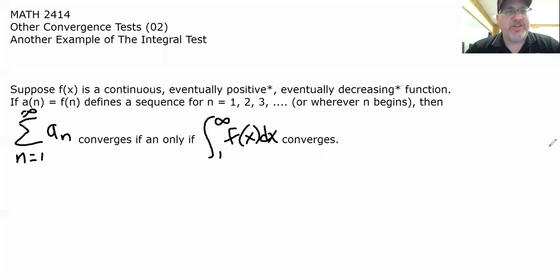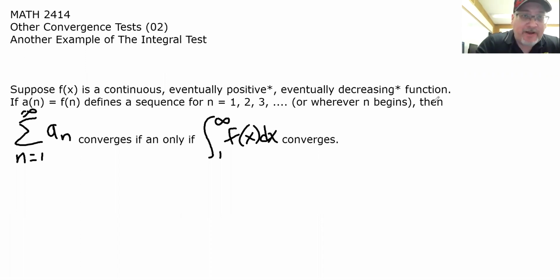Math 2414, Other Convergence Test Video 2, another example of the integral test. In the previous video, we introduced the integral test and we did an example. And as I mentioned, there are two parts of the integral test that can make it challenging.